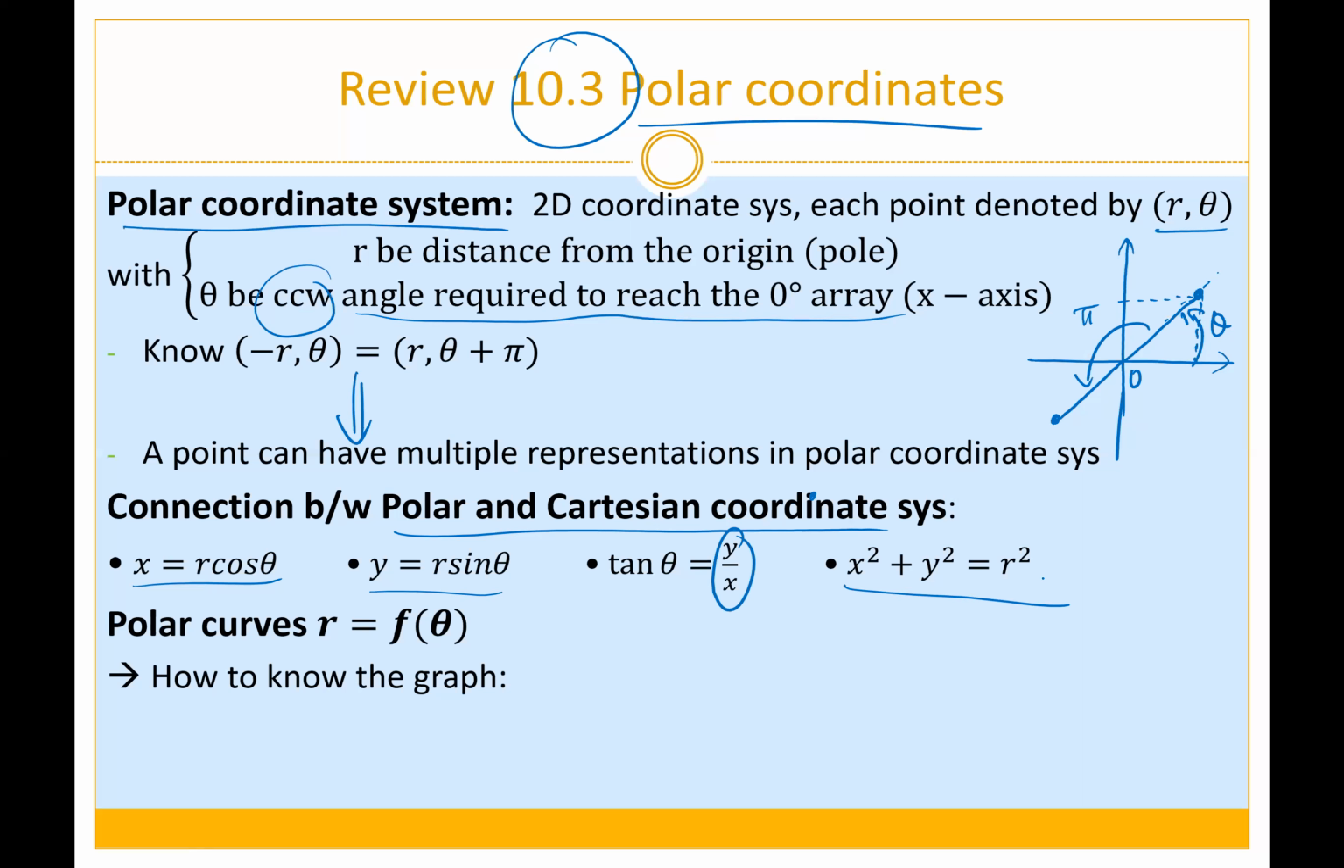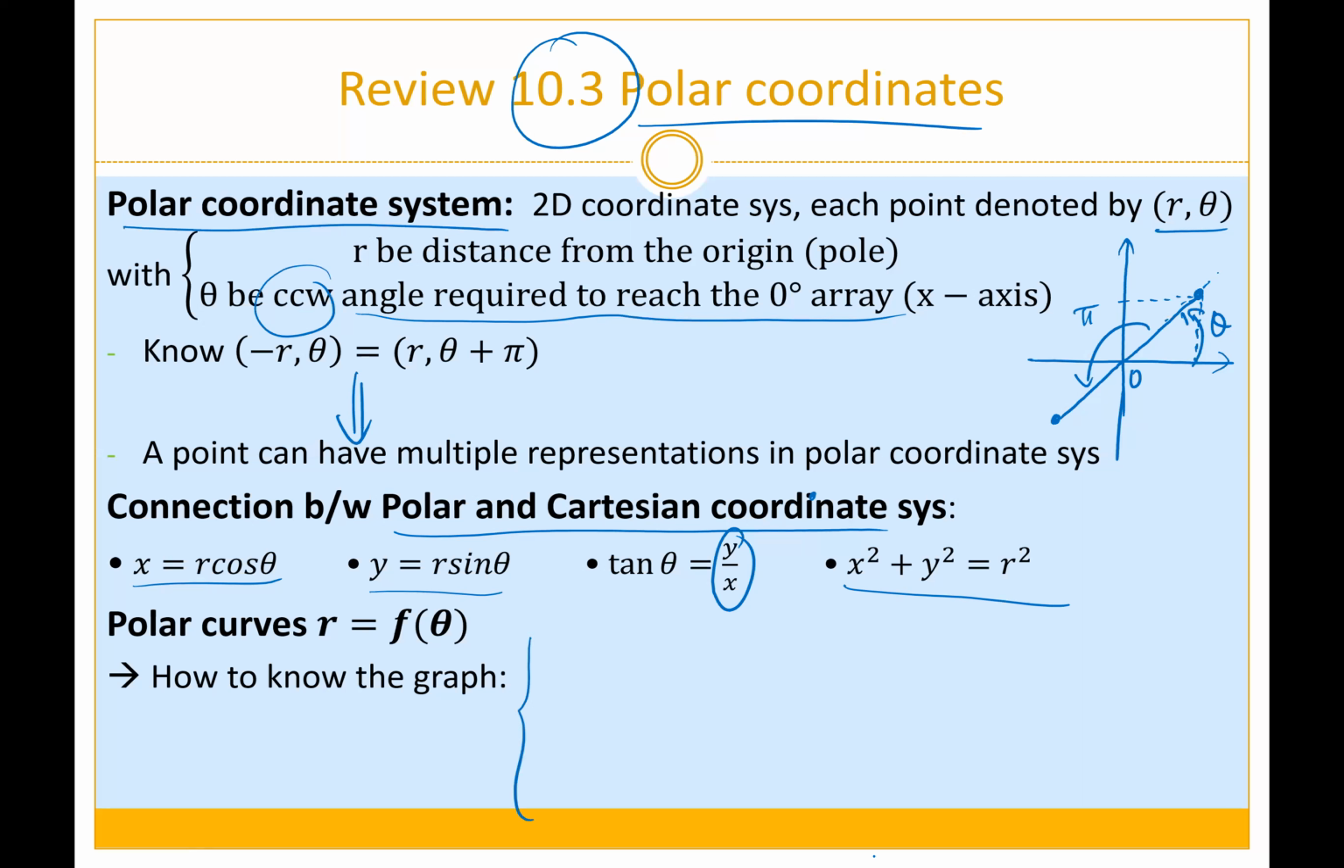We also have polar curves. They're written as r equals a function of theta. How do we know what graph it is? As you can see in your lecture notes, you have a lot of graphs like sine theta, cosine theta, sine 2 theta, cosine 2 theta, and so on and so forth.